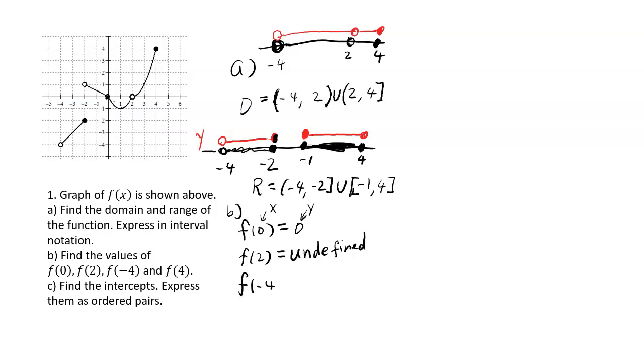Same thing for f of -4. f of -4 here is undefined because there's an open circle there. But f of 4, if you look at it, there's a closed circle, so f of 4 is the value of 4.